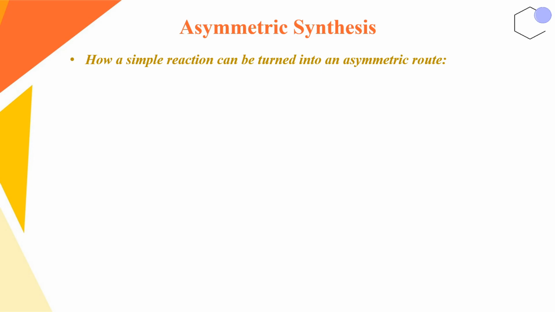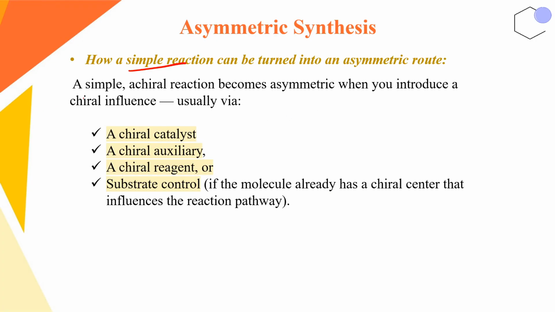So from there this question came: how can a simple reaction, where you are using a prochiral compound and making it chiral, be made asymmetric, where one stereoisomer would be major? How can a simple reaction be turned into an asymmetric one? From nature, they discovered that a simple achiral reaction becomes asymmetric when you introduce a chiral influence. That means a chiral influence is necessary to form a particular asymmetric synthesis. Now, how can it be done?